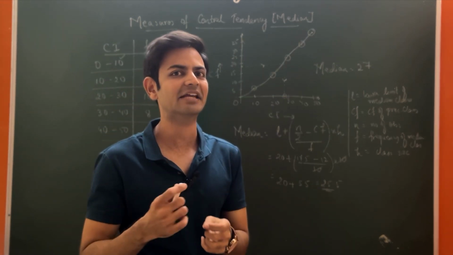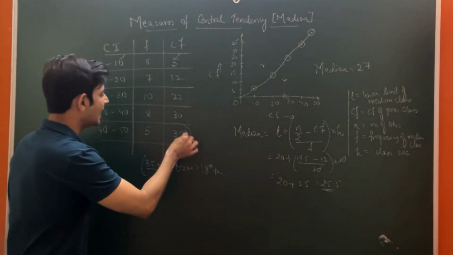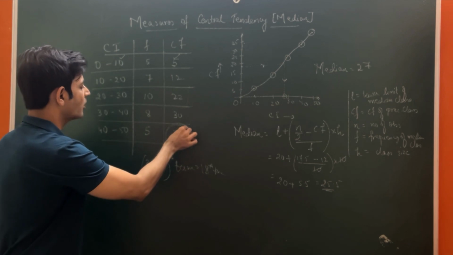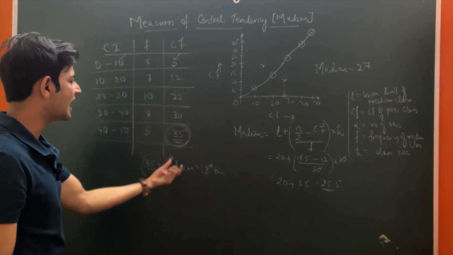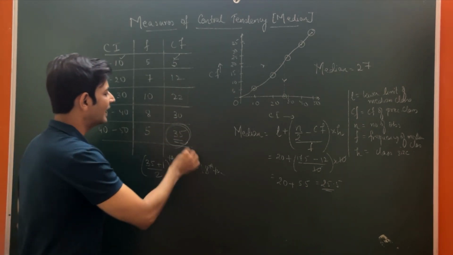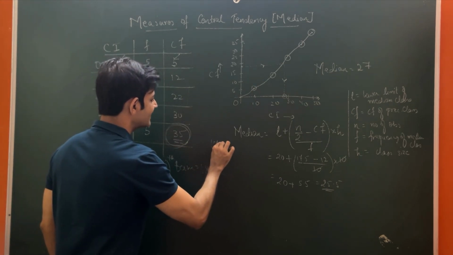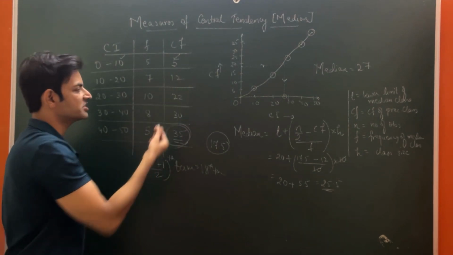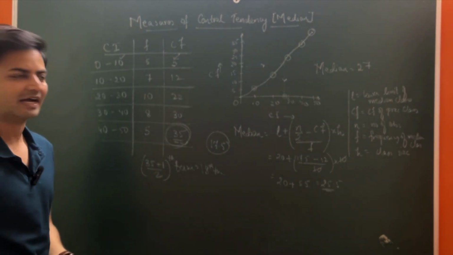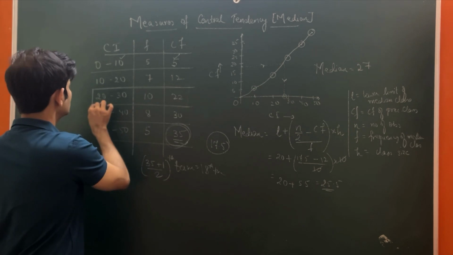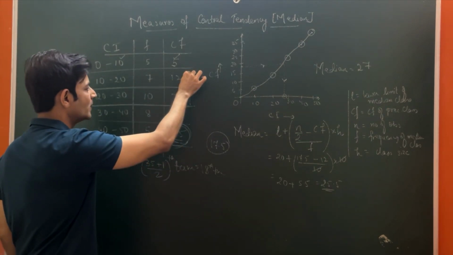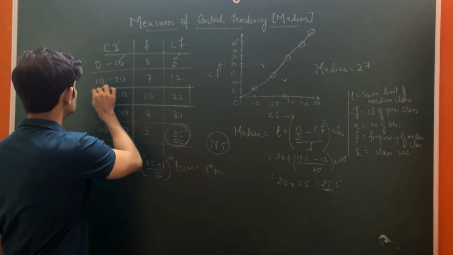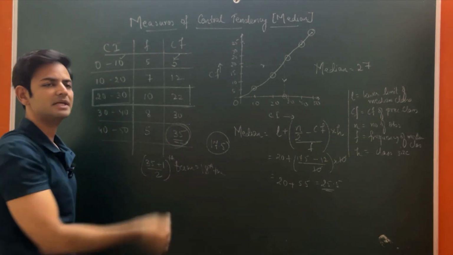Now how do we identify the median class? We take the highest, the last number, that is 35 of the CF. So basically the number of observations here is 35. We just halve it. So n by 2, 35 by 2, will be equal to 17.5. Now you have to look at the CF which is just next to 17.5. In this case it will be 20 to 30, because this is 12 here, so the immediate next to 17.5 will be 22. So 20 to 30 is your median class.